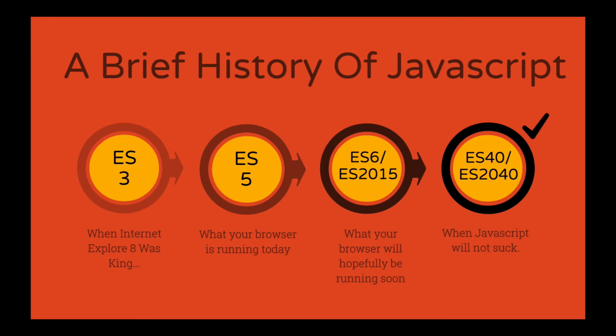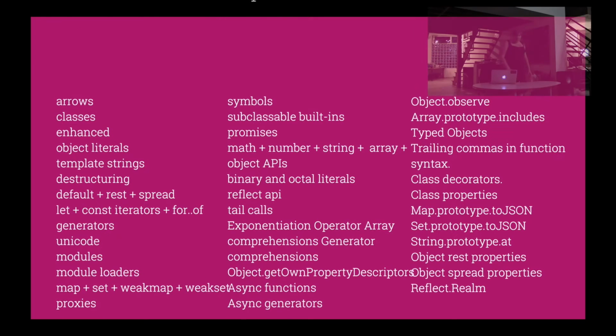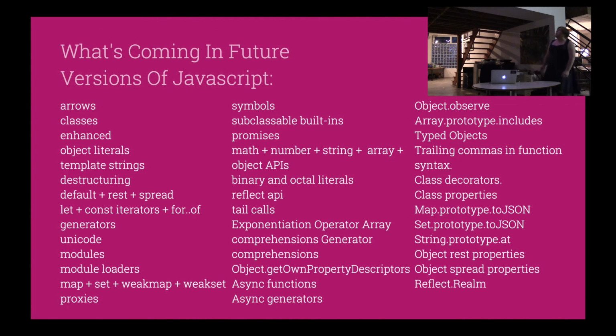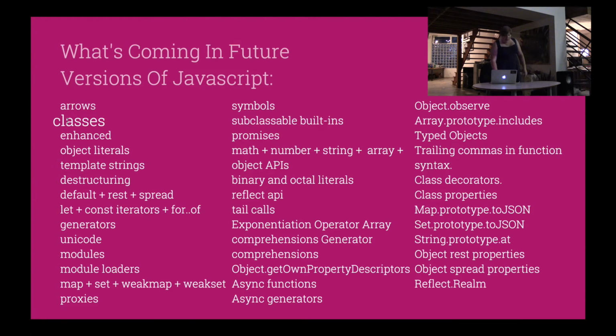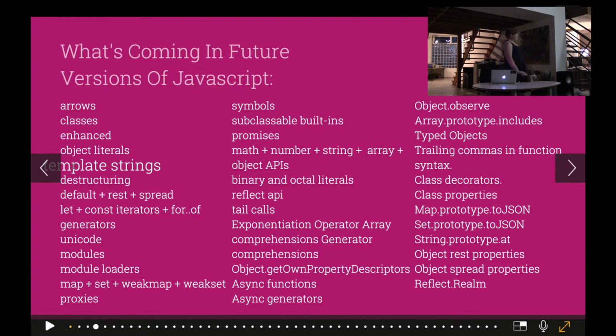So anyway, these are some things that are coming in JavaScript. Quite a bit. Let me just point out a few of them. Let's see if this will work. So we got classes, right? That's pretty important. We have template strings. This is like actual string interpolation in JavaScript, which is kind of exciting.